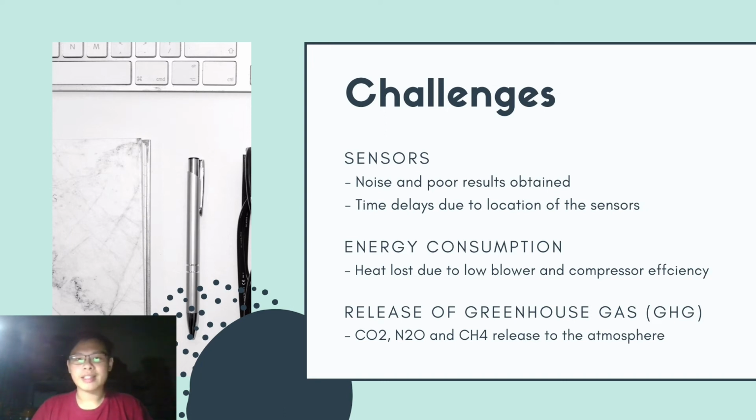Next, the control system has high energy consumption. It is because the electrical energy supplied is lost due to low blower and compressor efficiency. Lastly, an aeration treatment plant would often result in the release of greenhouse gases. The greenhouse gas release such as carbon dioxide, nitrous oxide and methane are actually detrimental to the environment because they would cause global warming.